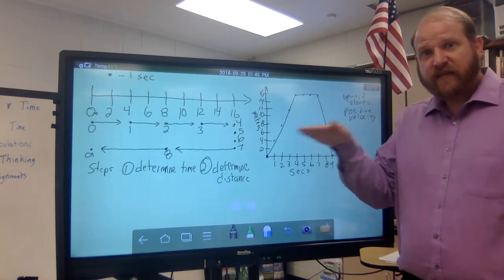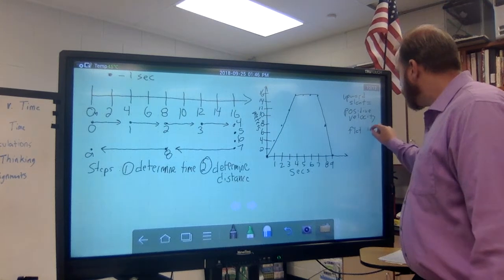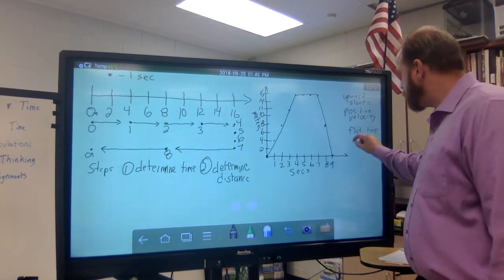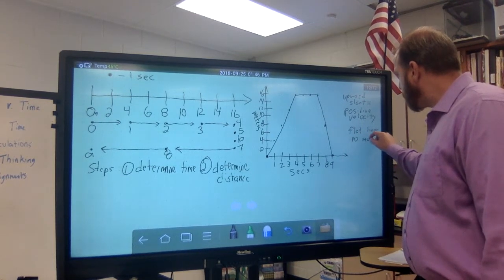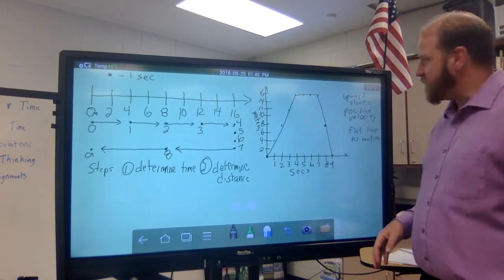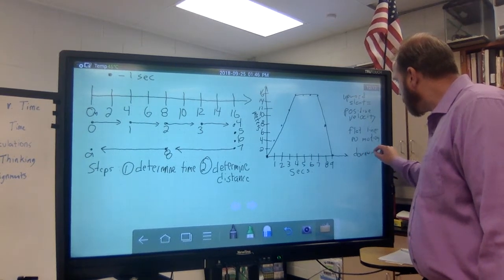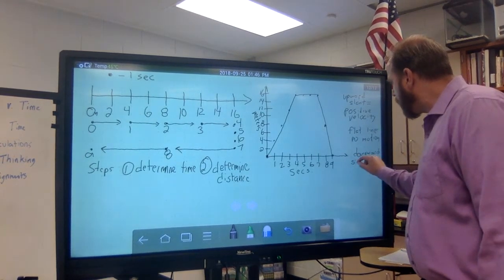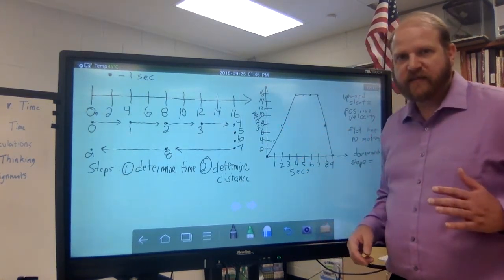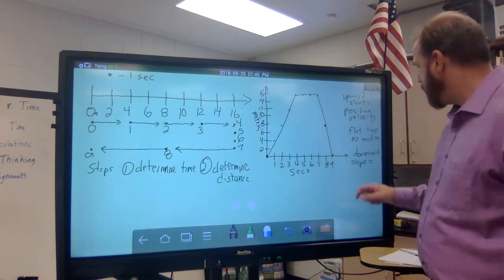My flat line, or horizontal line, it's not moving at all. There's no motion. And then my downward slope, that is a negative velocity. It's a negative velocity because they're returning back to 0. It's going from a positive number back down, so that becomes a negative velocity.